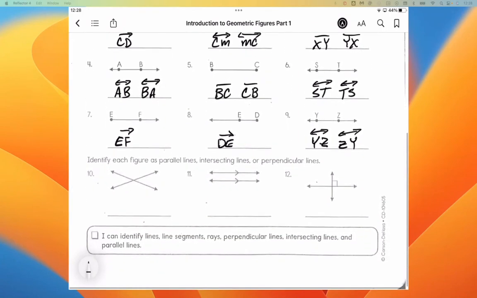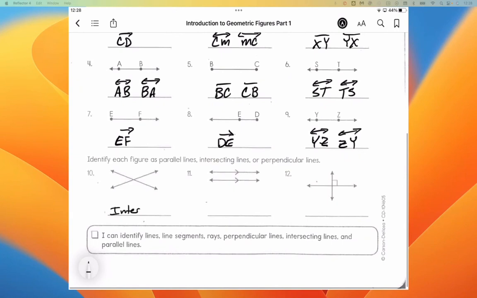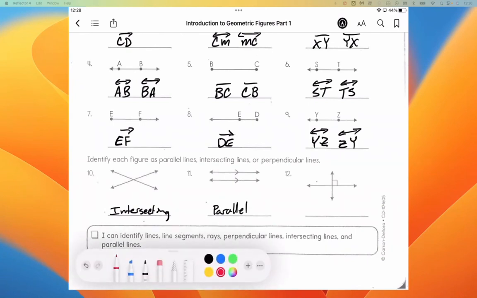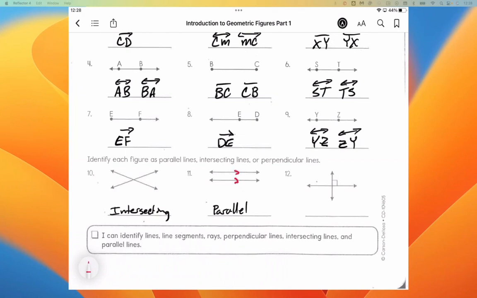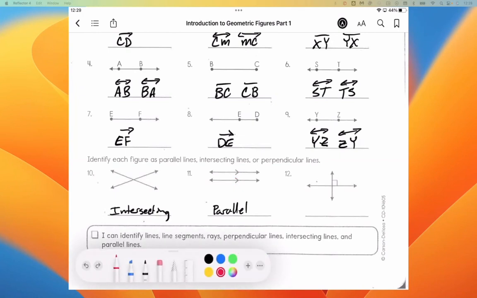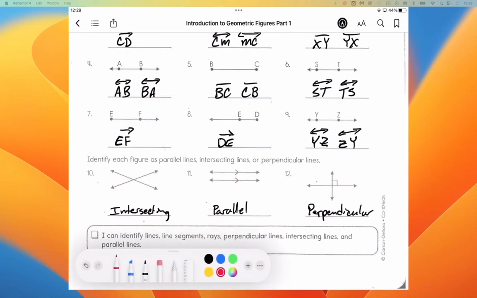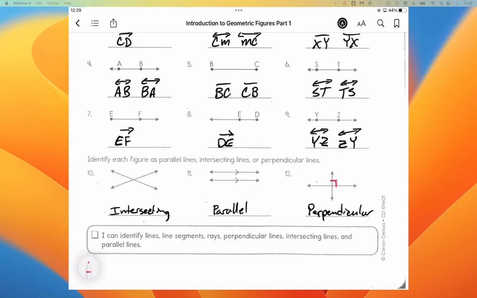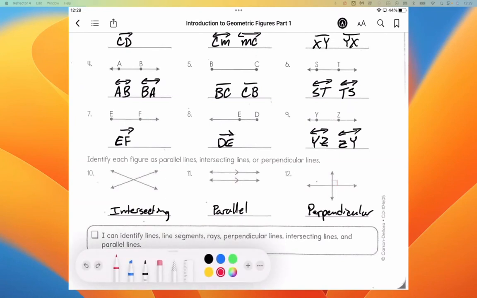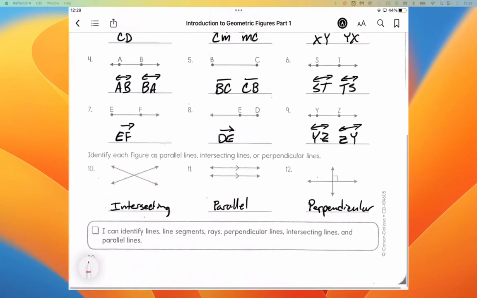All right, these lines are intersecting. These lines are parallel. And again, we know that they are parallel because they have these marks telling us, hey, we are parallel. If they did not have those marks, even if they look parallel, we cannot say that they are parallel. And these two lines are perpendicular. And we can tell that it's perpendicular because of this box right here. As with parallel lines, if that box was not there, we would not be able to make the statement that they are perpendicular because we could not tell for sure.